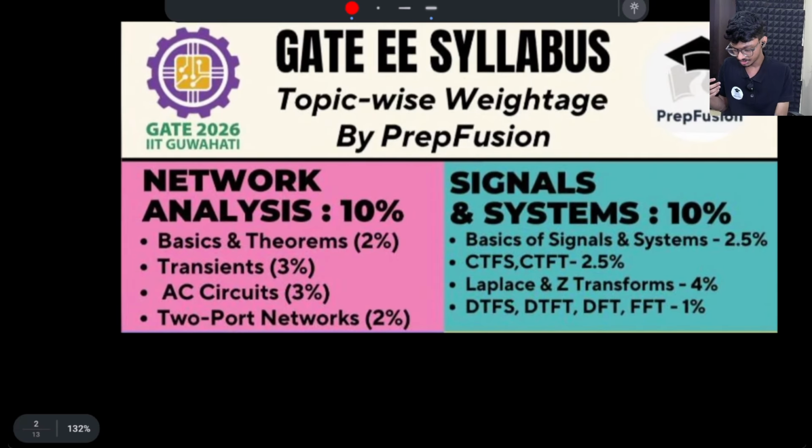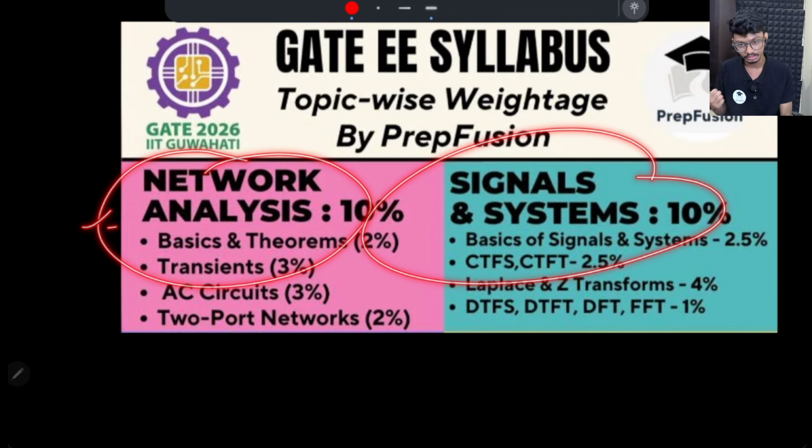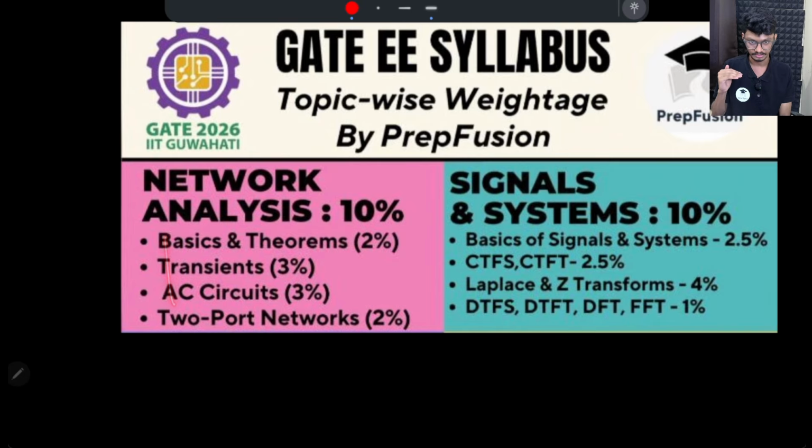So obviously first, there are 12 subjects in electrical, while in EC there are 10 subjects, which is fewer. That is fine, but electrical as well, if you study in a smart manner, you will be able to achieve a good rank. So network analysis and signals and systems. First I will discuss network. Network has multiple chapters, and we have divided it into 4 sections: basics, theorems, network theorems, and transients.